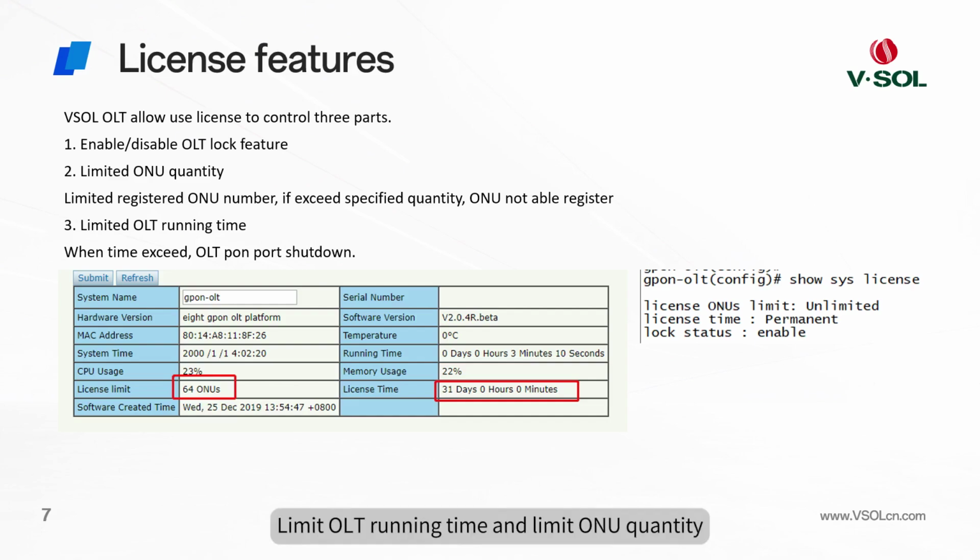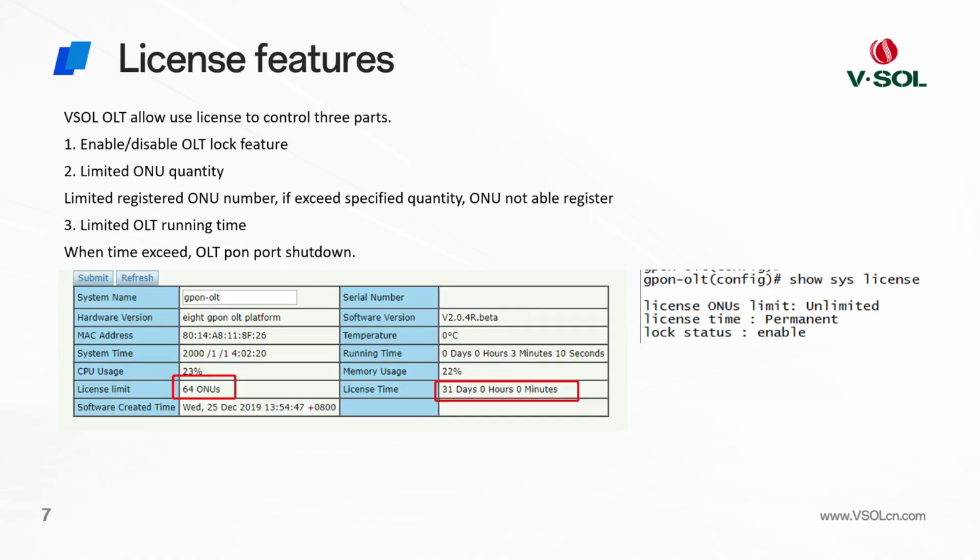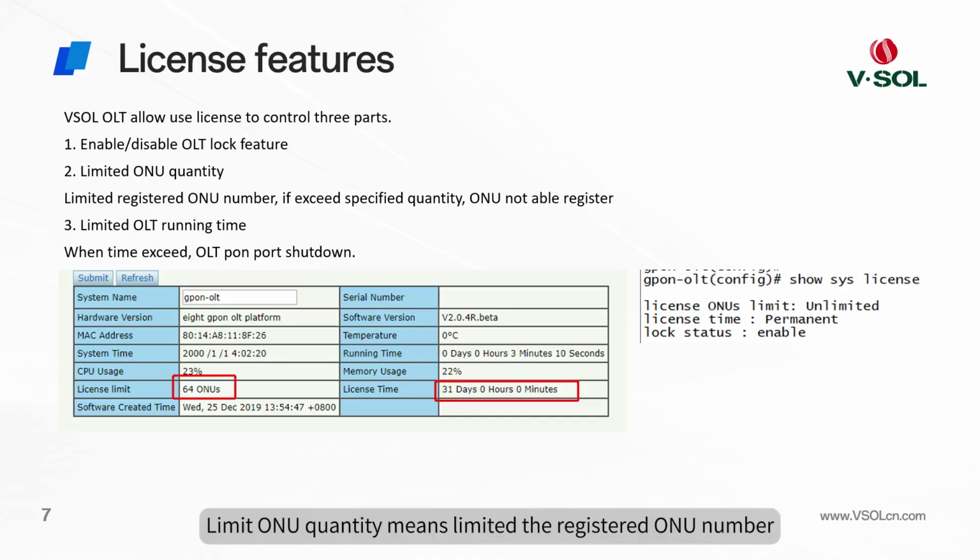Lock feature means only allowing specific lock ONU to register, so it needs to be used with specific lock ONU. Limit ONU quantity means limiting the registered ONU number. If the number of online and offline ONU exceeds the specified quantity, the OLT will not allow newly connected ONU to register. Limit the OLT running time means that when the time is exceeded, all PON ports will shut down and cannot register any ONU.